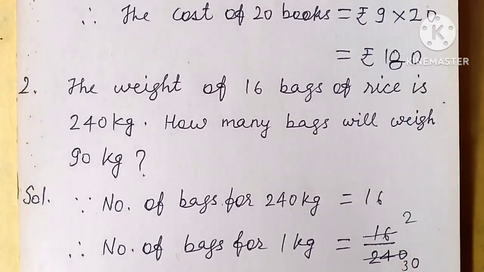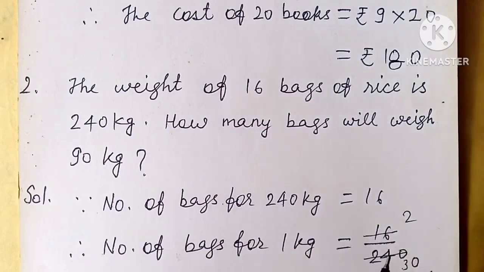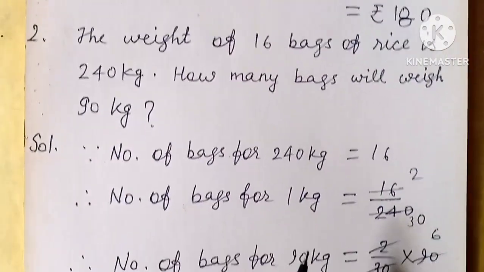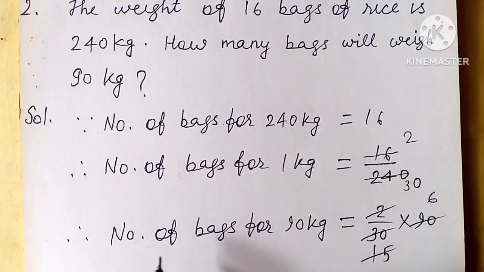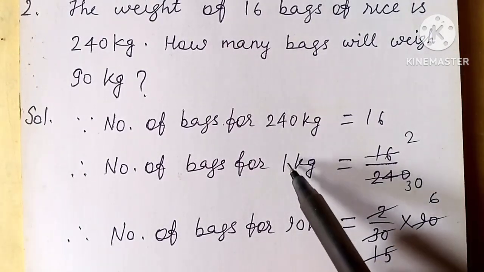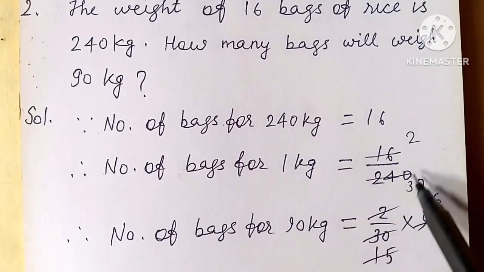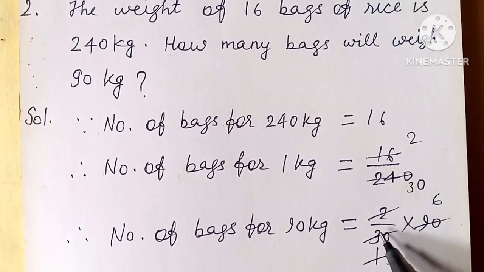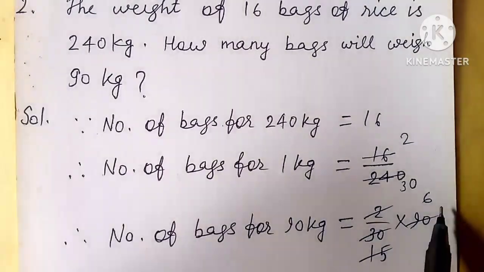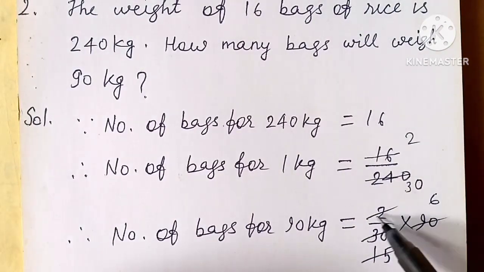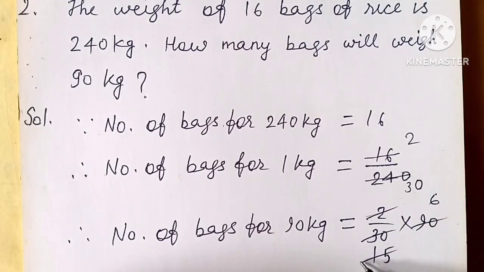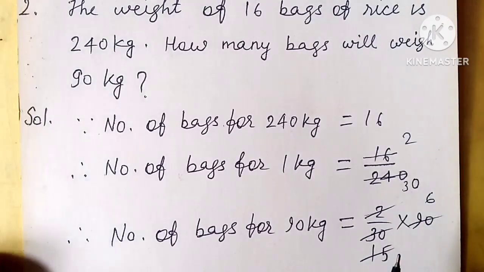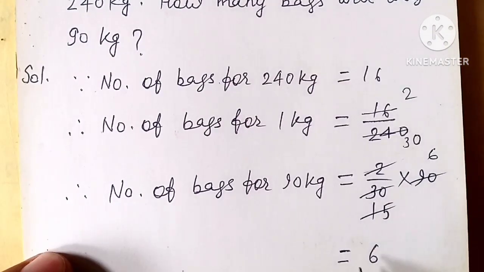So now we have to find the number of bags for 90 kg. Therefore number of bags for 90 kg will be, now this kg is increased, so the value will be multiplied. So we multiply this value with this 90. Now this 30 will be cancelled by 2, and we have 15 here. Again 15 will cancel this 90. 15 6s are 90. So number of bags for 90 kg is this 6.